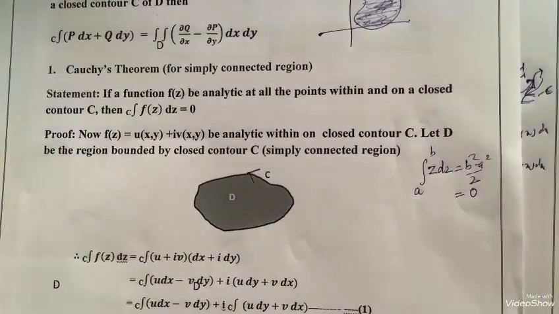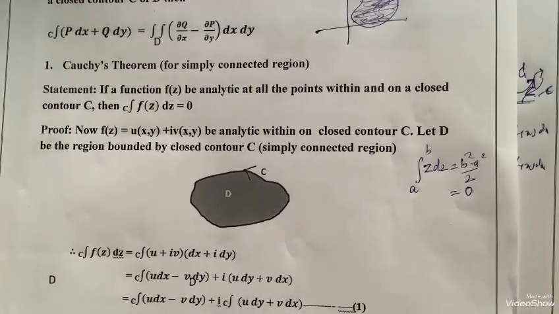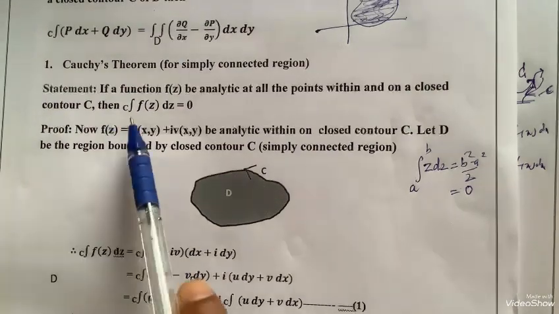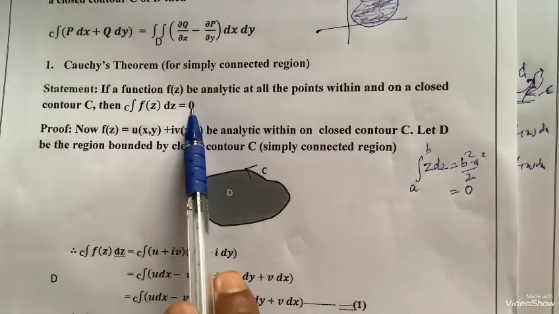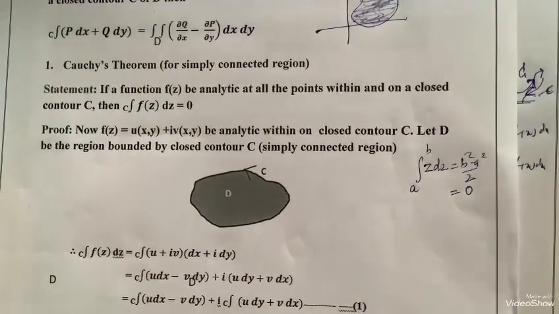So now you have to write. Please remember a statement. If the function f z is analytic at all the points within and on a closed contour C, then integration f z dz over the curve C must be equal to 0. If it is not analytic, we don't know the answer. But if it is analytic, you write the answer 0 here.